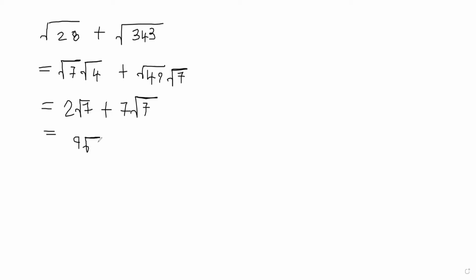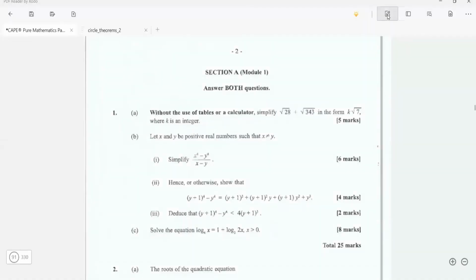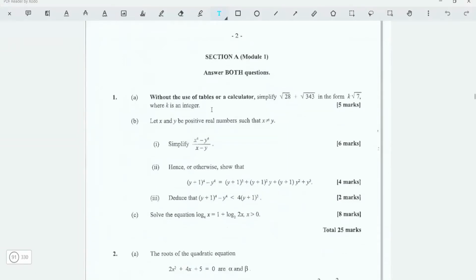And this is 5 marks. I don't know why it's 5 marks, but it's 5 marks. Where k is an integer. So right here, we're going to tell them that k equals 9.